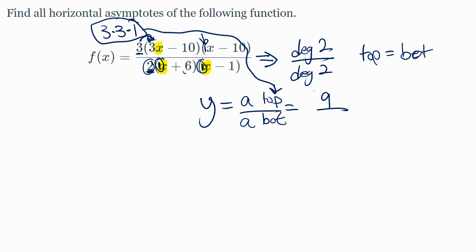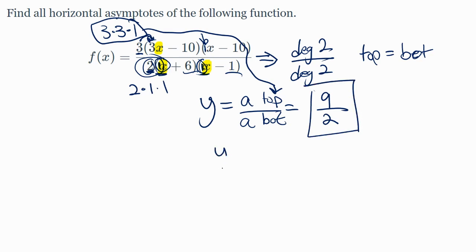You don't worry about the 6. You don't worry about the -1. It's just worried about what's in front of those x's and the very front term. So it's 2 times 1, which is a leading coefficient of 2. 9/2 is your horizontal asymptote. Y equals 9/2 is your horizontal asymptote in this particular instance.